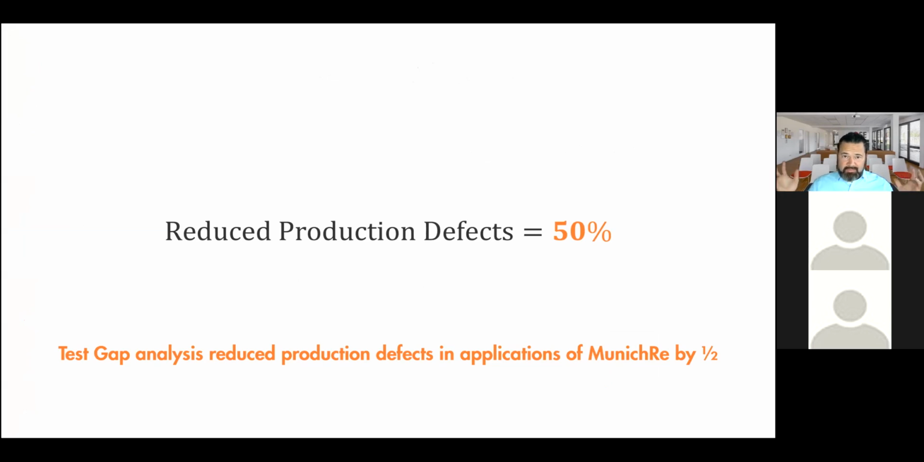So in a nutshell, that analysis, if you're interested, I have much more detailed information on that, showed us that at Munich Re, we managed to reduce the production defect rate by a factor of 2. So only 50% of the bugs that slipped through before still slip through now. And we're happy that we have that quantitative view over a span of 7 years that they used test gap analysis.